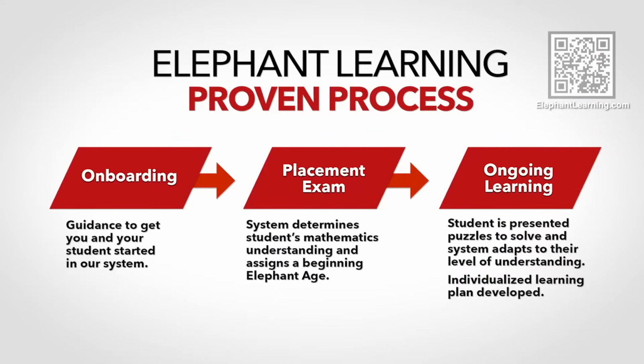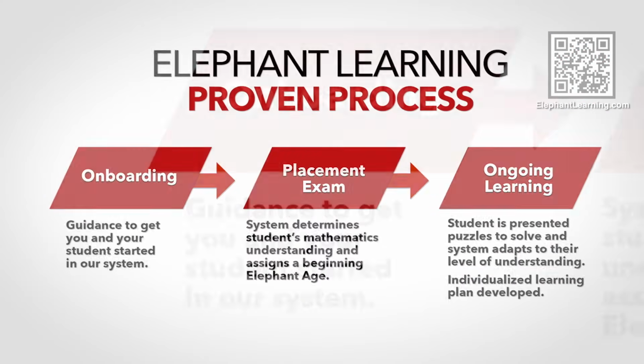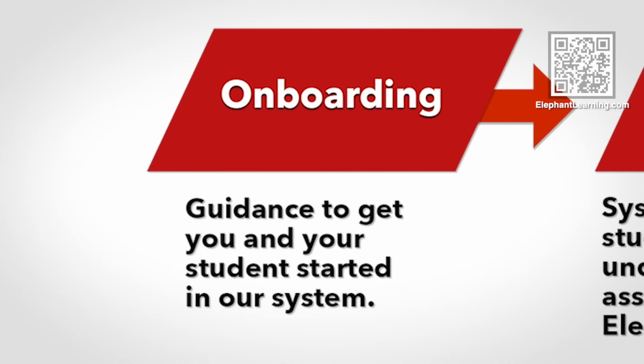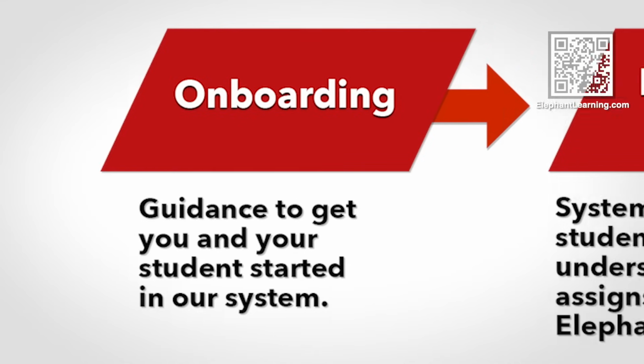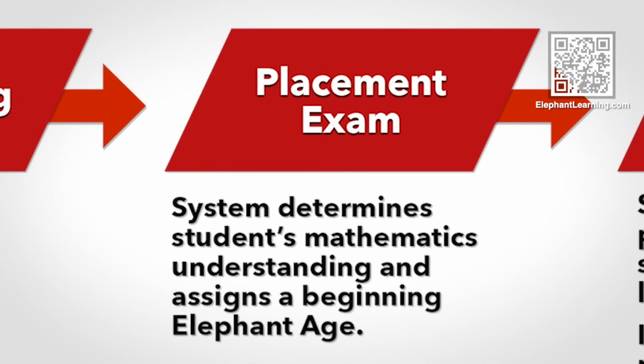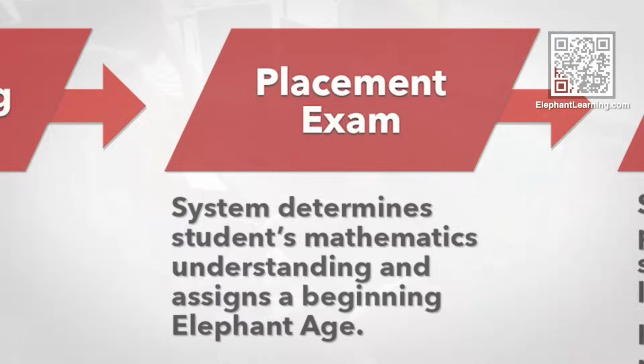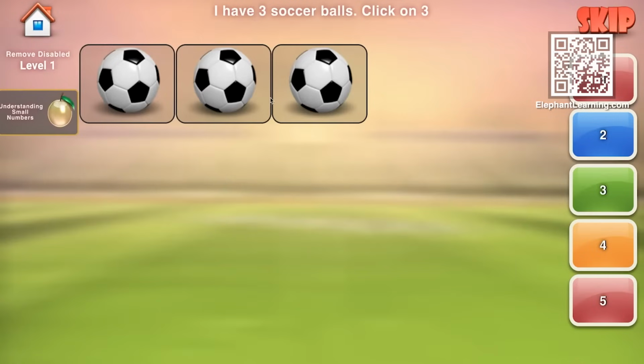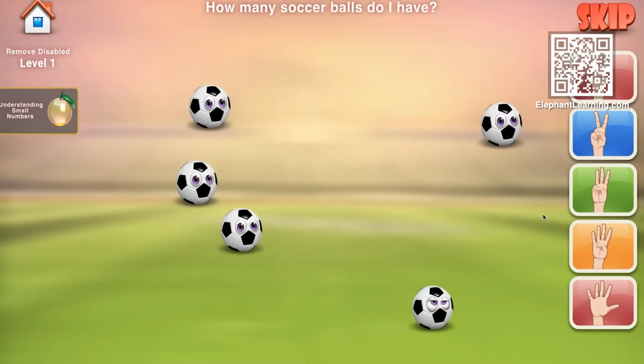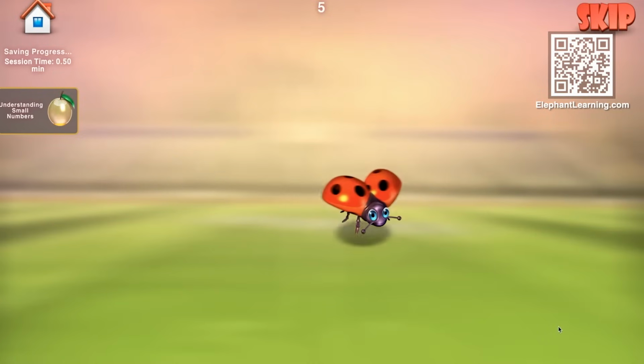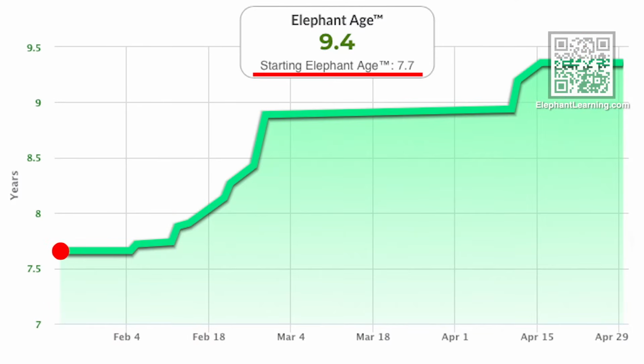Our proven process starts with parent and student onboarding, as we guide you and your student on getting started in our system. Next, your child will take our placement exam, which is designed to look like training games, so that they do not feel like they are taking a test. As your student plays, their Elephant Age is calculated live, and once the exam is completed, your student receives their starting Elephant Age. That way, they can always remember where they started and how much progress they've made.